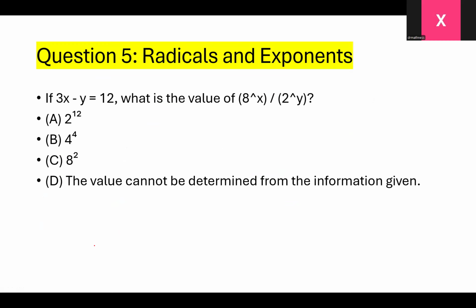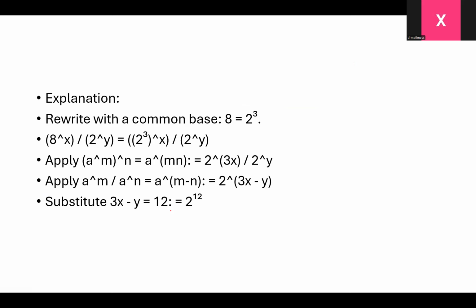Let's check question 5. It's radicals and exponents. We know 3 times x minus y equals 12. Then what's the value of this term, right? It's exponential terms. Then we need to rewrite it and simplify it so that we can use the equation given. Okay, let's see how to rewrite the term, right?